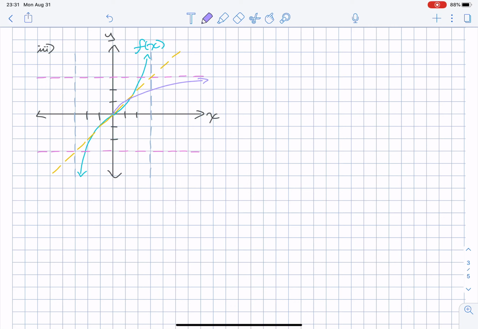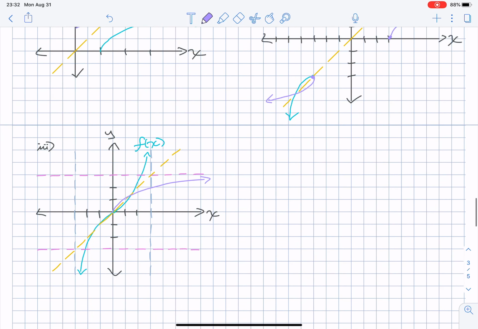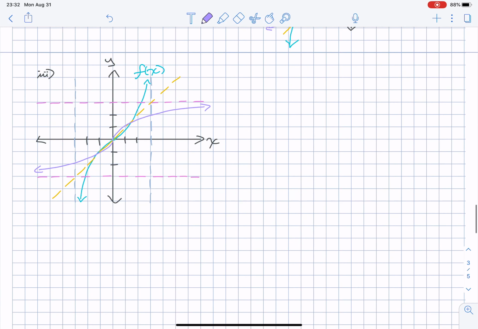Actually, I don't like that drawing. I'm going to draw that a bit better if I can. Like that. And no, that's not going to work. Something like that. Okay, so that's more like my f inverse of x. Thank goodness I said estimate to the graph.